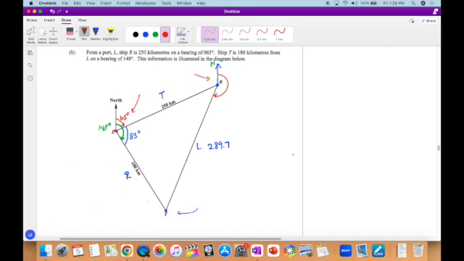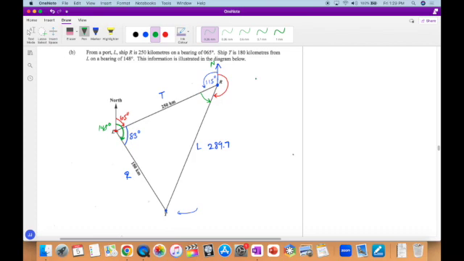And so 180 minus 65 gives me 115. So that means this angle here is 115 degrees. What I will need to do is find this angle here. If I could find this angle, then I could just subtract these from 360 and I'll have that bearing, the red angle there.